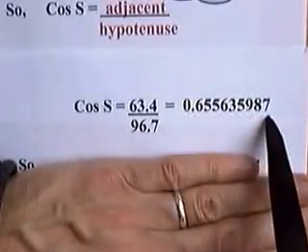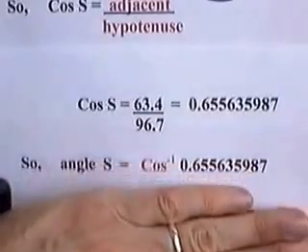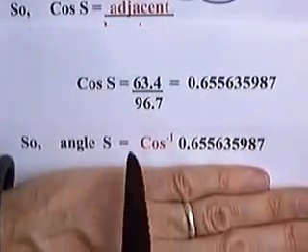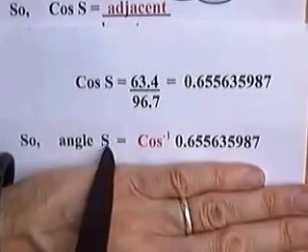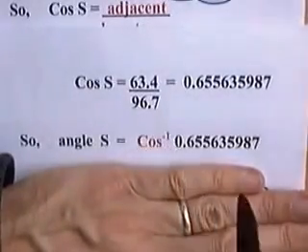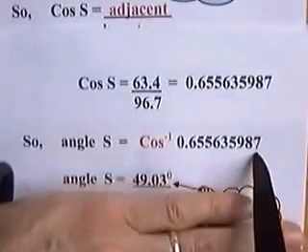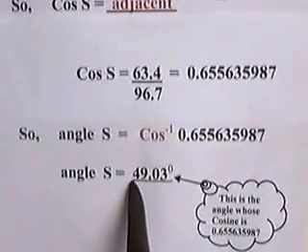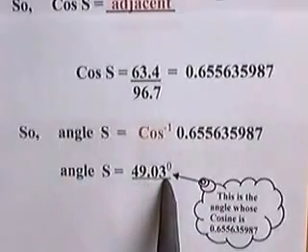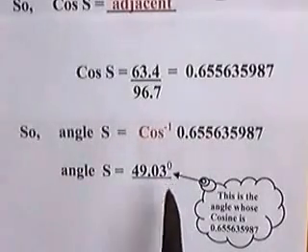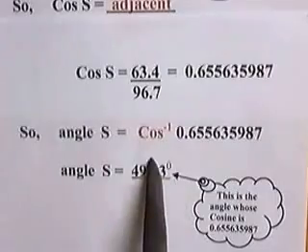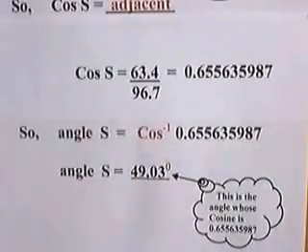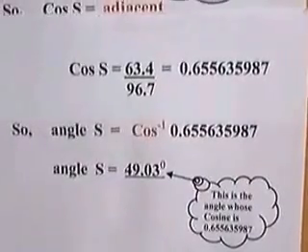We have to find the actual angle whose cosine is this. So we have to use the inverse cosine, which is this one here. So we say that the angle at S is equal to the inverse cosine of that long decimal, which you would use your calculator for, and it will give you 49.03 degrees. Think of it like this. This is the angle whose cosine is this long decimal.